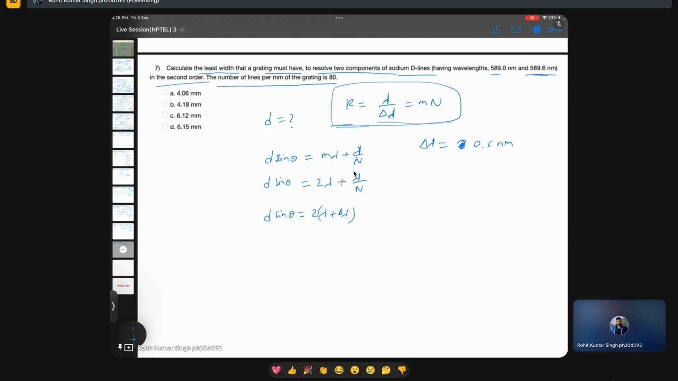Wait, number of lines per mm is given. Okay, so I see. Okay, number of lines per mm of the grating is 80, so that means 80 lines per mm is there. Okay, so for one line you have 1 by 80 or 10 to the power minus 3 by 80.